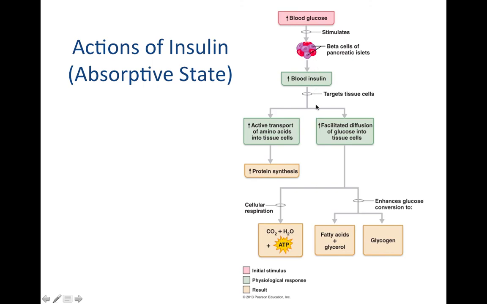Insulin will target tissue cells, and it helps with a couple of things. It helps transport amino acids and also glucose into your tissue cells. And so by moving those amino acids into your cells, you increase protein synthesis in that cell. And then for the glucose, some of that will be used as storage. If you have excess glucose, you can turn it into fatty acids and glycerol. Those are the components to create a triglyceride. You can store that glucose as glycogen, but this will be your excess glucose.